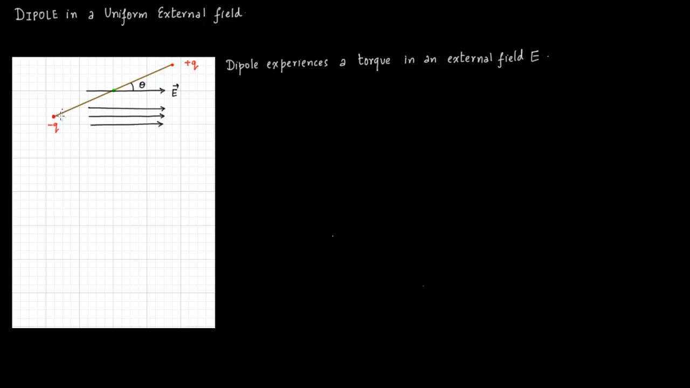Since the field is coming out from a positively charged plate or a wire, minus Q will get attracted towards it and plus Q will get repelled. So we have the direction of the torque. Minus Q is getting attracted towards the left and plus Q is moving to the right. And let P vector denote the dipole from minus Q to plus Q.